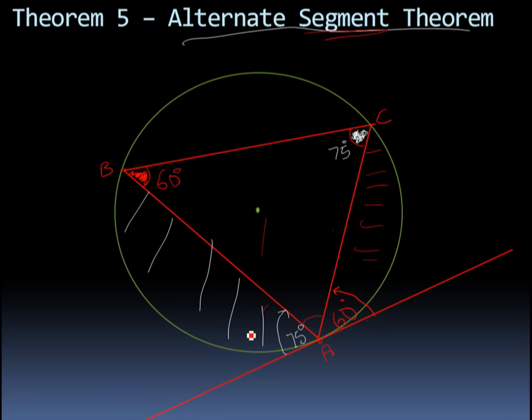The same concept here. This chord separates the circle into a minor segment and the major segment over here. So this angle here, 75 degrees, based on this chord that divides the circle into the major and minor segments, is in the minor segment. And so it's equal to the angle in the major segment, which is right over here, of 75 degrees. I hope that was thorough. And so now we can move on. You can go over one more time to make sure you understand.